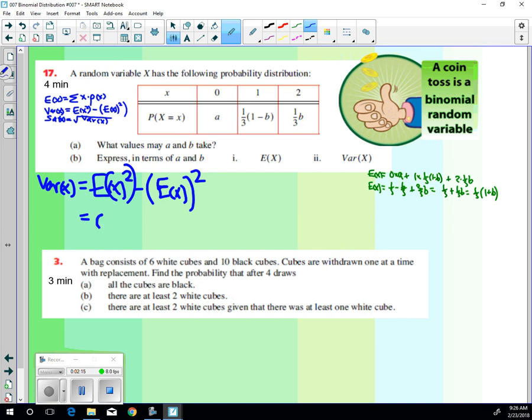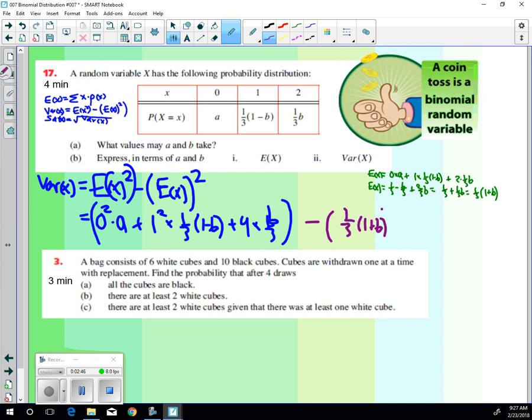I'm going to square 0, multiply it by A. Then I'm going to square 1, multiply it by 1/3, 1 minus B, very annoying. And then I'm going to square 2, which is 4, times 1/3 of B. That is the first part. Second part is minus our answer, which was 1/3, 1 plus B, and square it. Could you finish that algebraically? Yeah, and that's all you do for the variance.